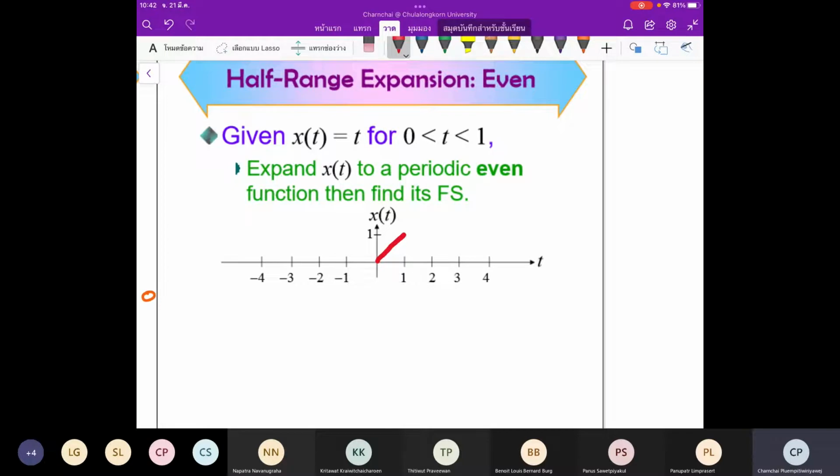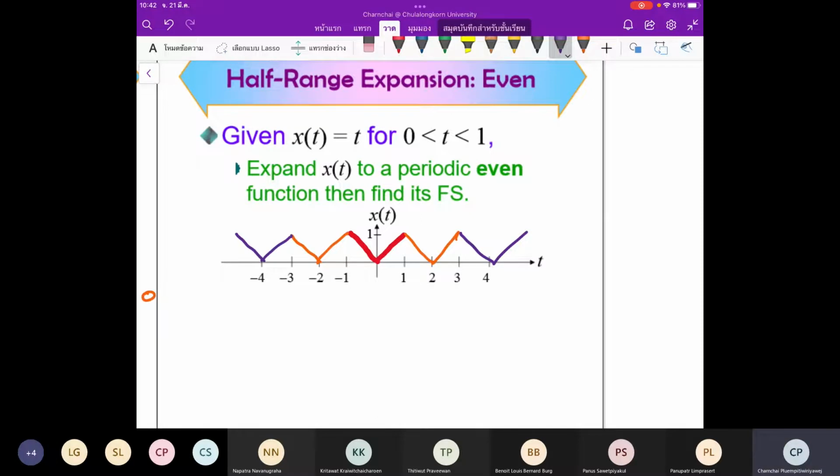So basically we need to expand the other half, looks like this, to make it even. That's the first half, and this is the second half. How about I use the red ones? The second half looks like this, and then you make it periodic. So we're going to have one more period, one more period, one more period. So this is what it looks like.